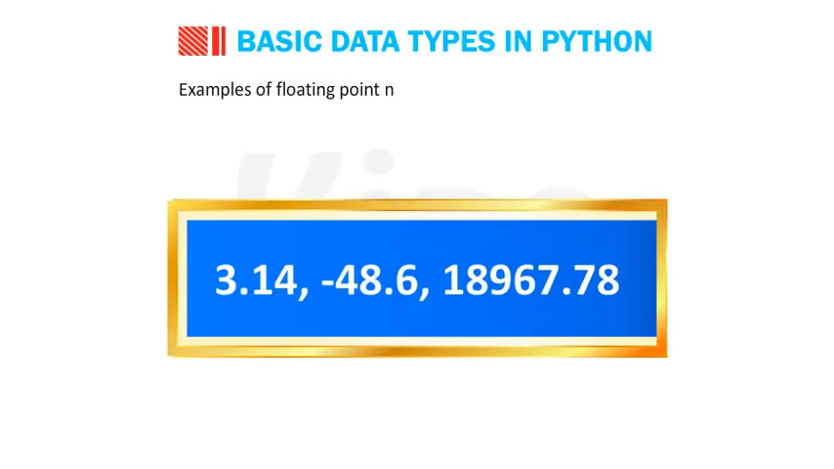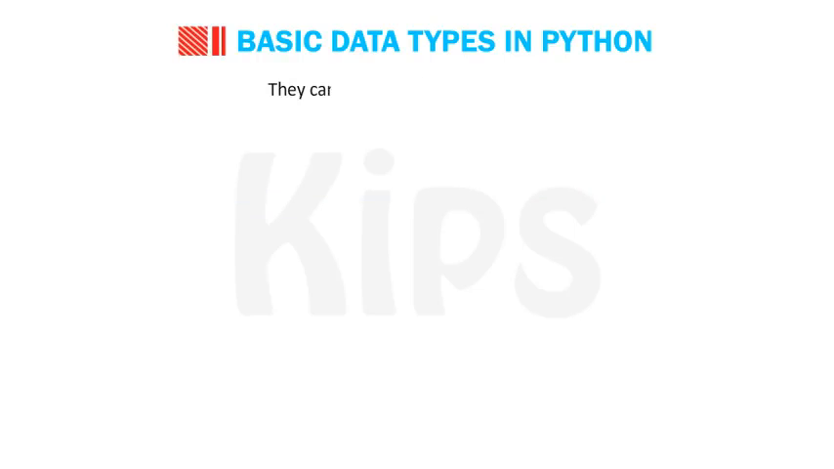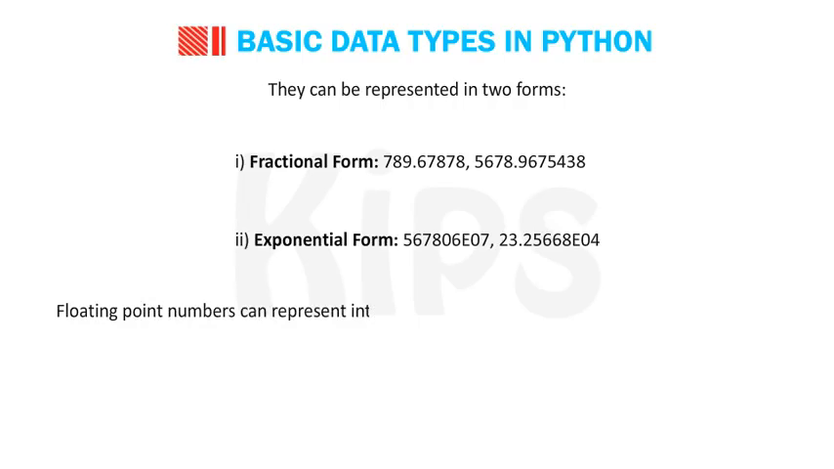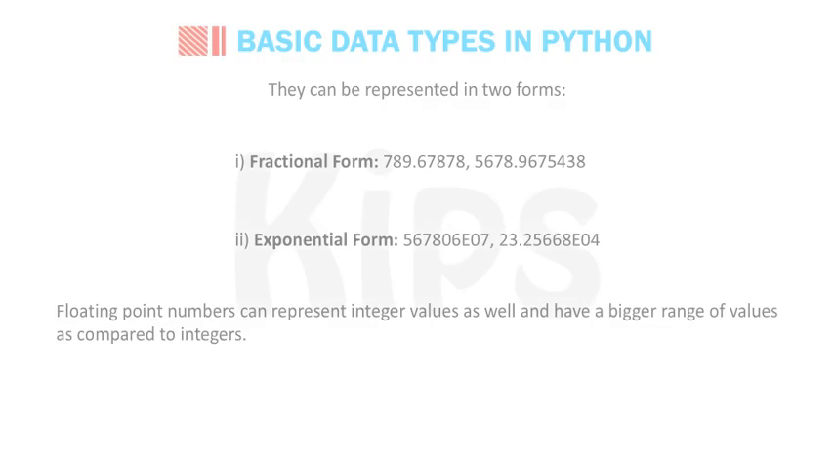Examples of floating point numbers are 3.14, -48.6, 1896.778. They can be represented in two forms. Number 1, fractional form. Number 2, exponential form. Floating point numbers can represent integer values as well and have a bigger range of values as compared to integers.